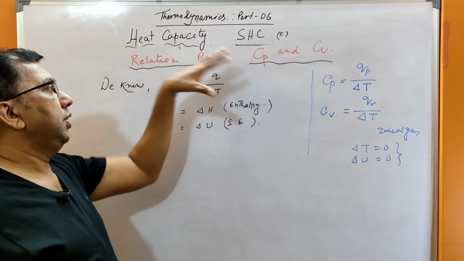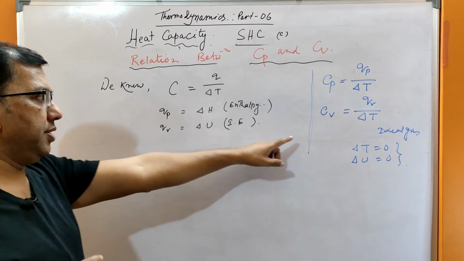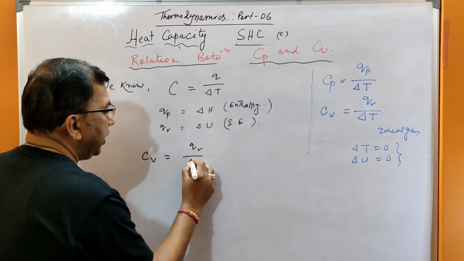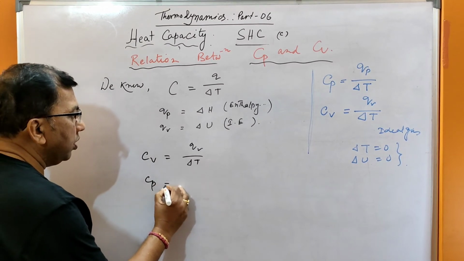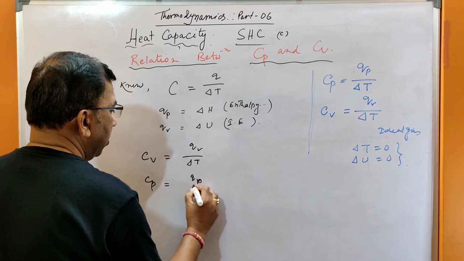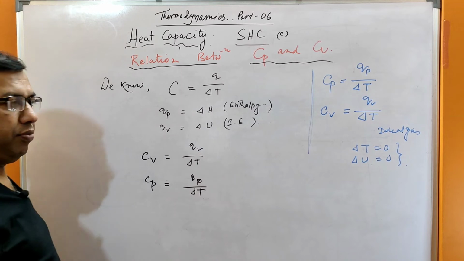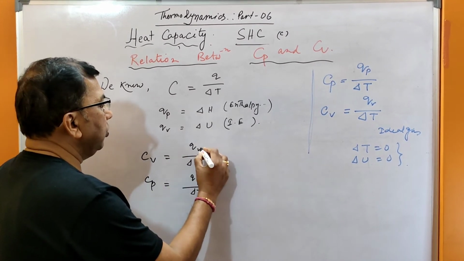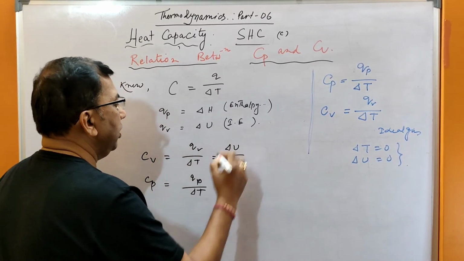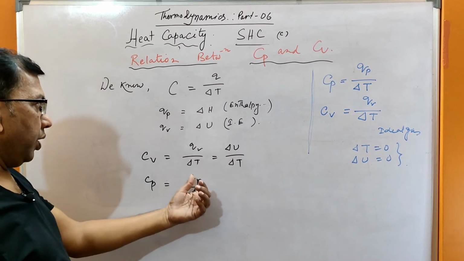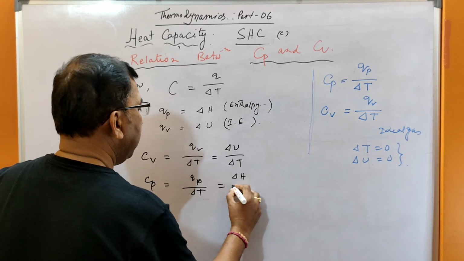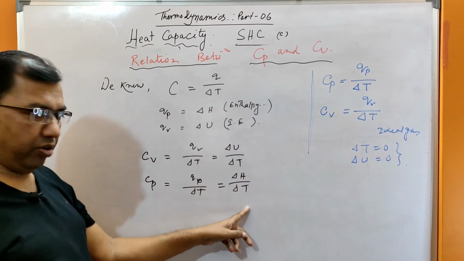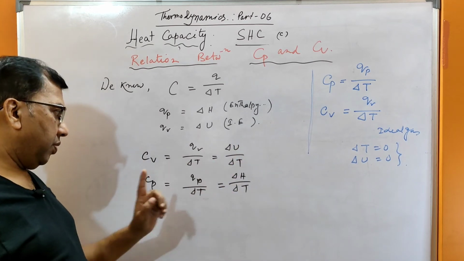Now how to consider the relation. CV equals QV by delta T. Clear? We know Cp equals QP by delta T. Just a few minutes ago we wrote in the table: what is QV? QV equals delta U, so CV equals delta U by delta T. And QP equals delta H, so Cp equals delta H by delta T.